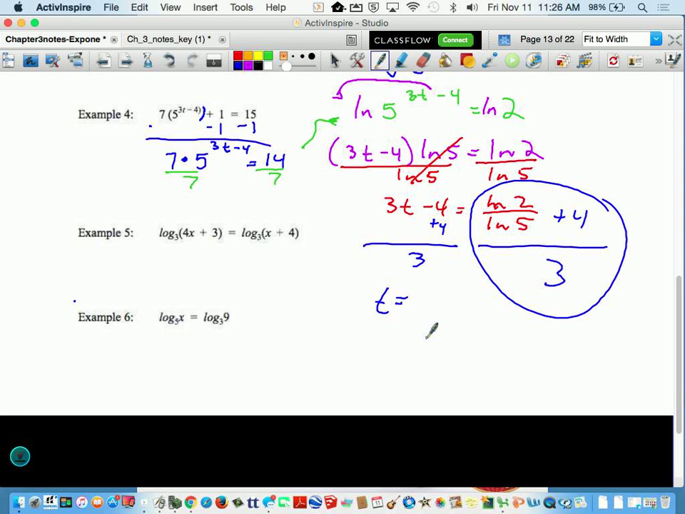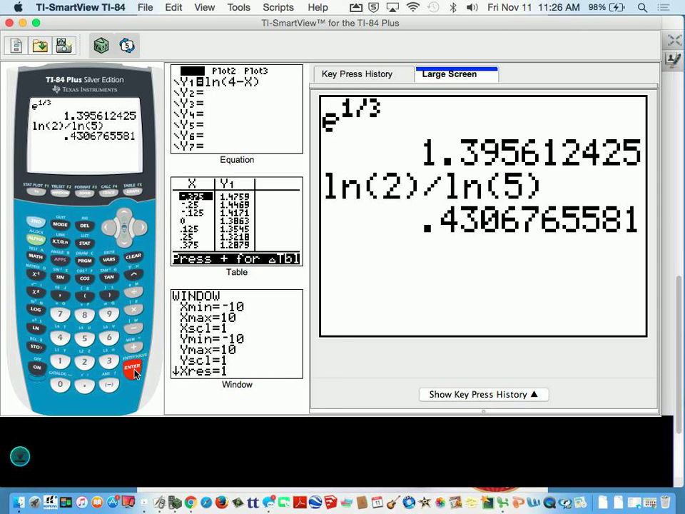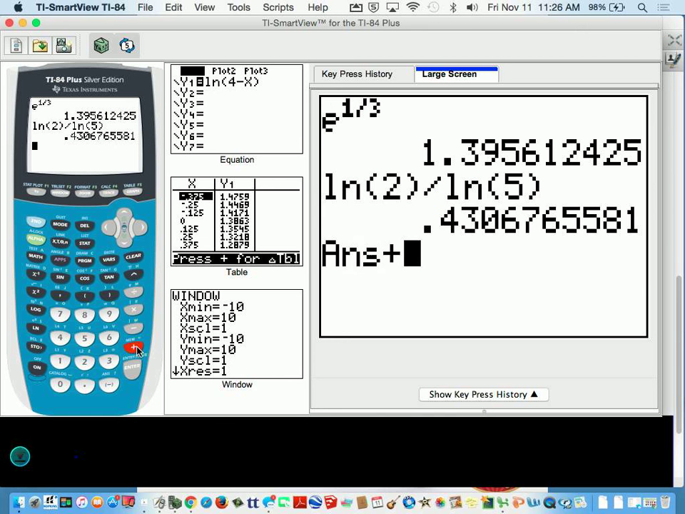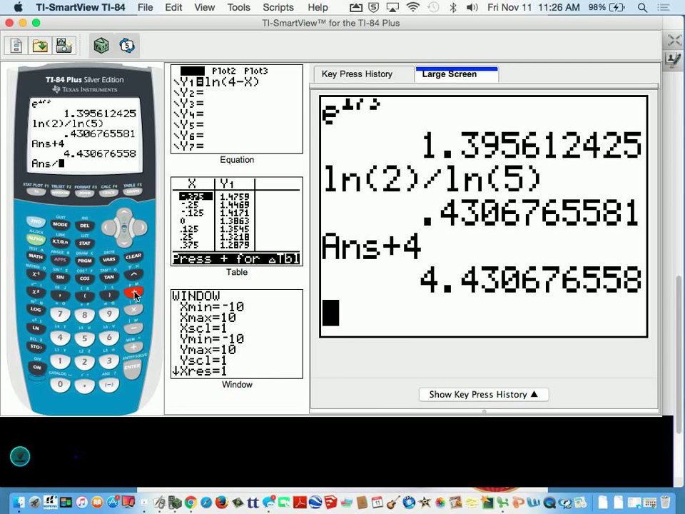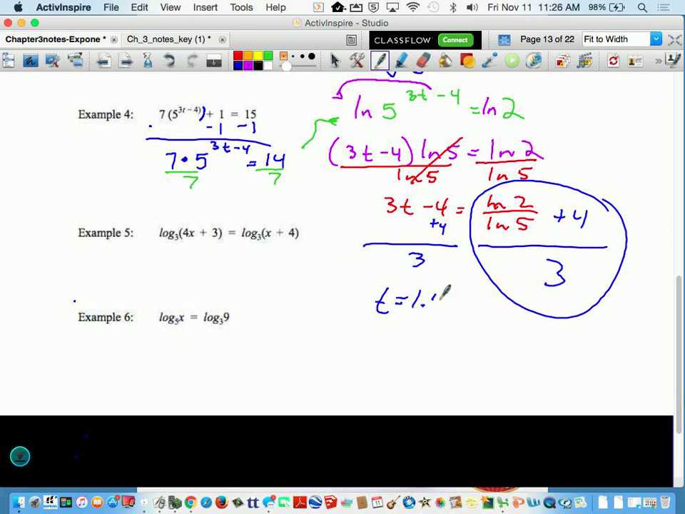So we're going to do the ln of 2 divided by the ln of 5. ln of 2, close it, divide by the ln of 5. I got that answer. Then we're adding 4. Add 4. And then we divide it by 3. So 1.4769. And we have to take this and plug it all the way back into there.